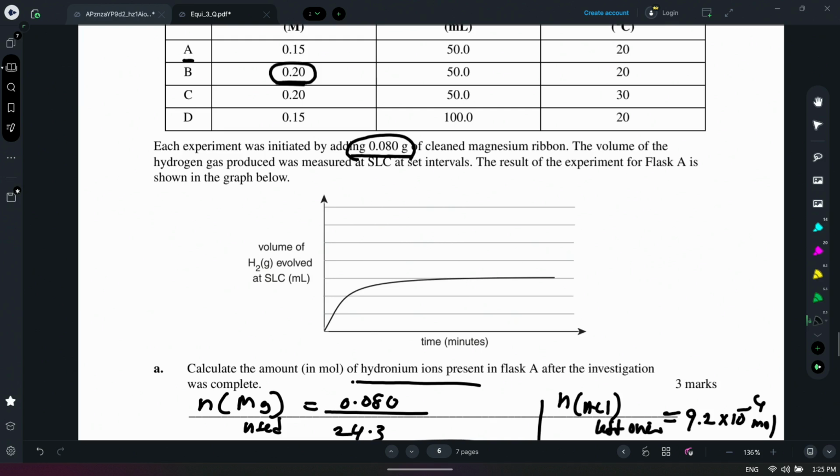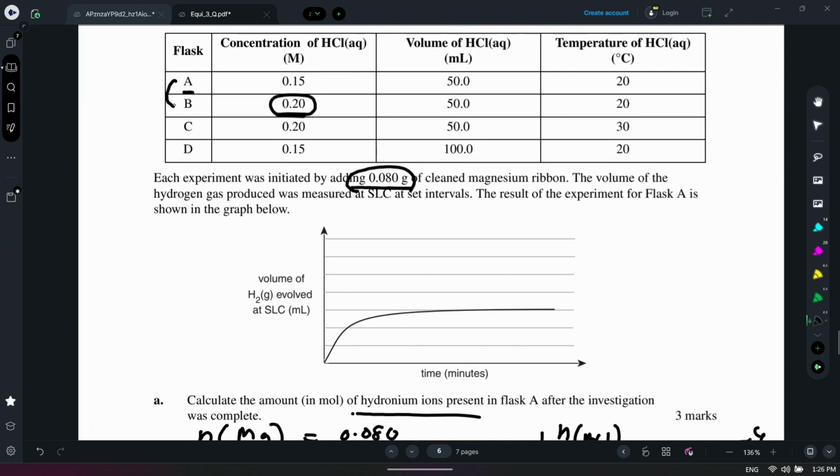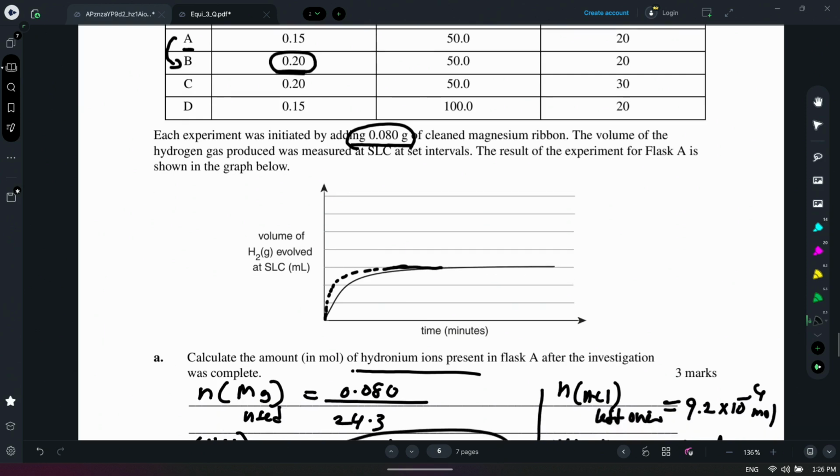So you are going to get the same amount of hydrogen, because we are not changing the amount of magnesium. But since the concentration is higher in B than A, you are going to get the same amount at a faster rate. So I would do this, this is the faster rate. So the gradient is higher. So this is B, yeah? Is that clear to you?